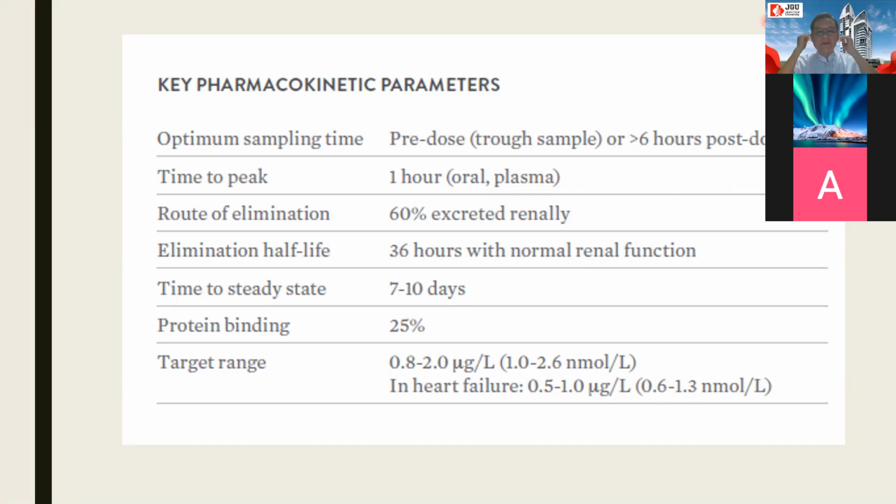So time to peak is 1 hour, rate of elimination 60%, so around 60% is excreted renally. Elimination half life is 36 hours, which we already mentioned, but normally I just memorize it as 35 rather than 36. Time to steady state is around 7 to 10 days, so around 1 week to 10 days. Total protein binding is 23 milligram. And the target range we already saw just now.